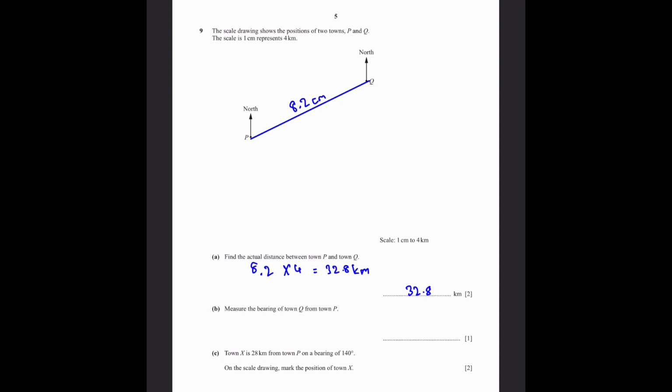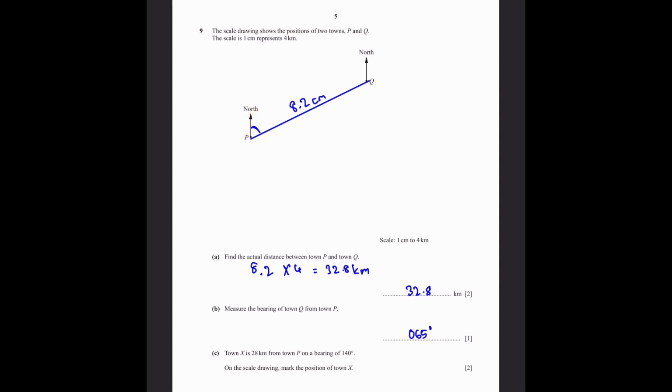That's the answer. B. Measure the bearing of town Q from town P. Measure the bearing means find this angle here from town P. So the angle is at town P. And so, if we measure this correctly, we get the answer as 65 degrees, or because it's a bearing, 065 degrees. Bearings are always written in 3 digits. Use a protractor to measure this. It'll actually work.